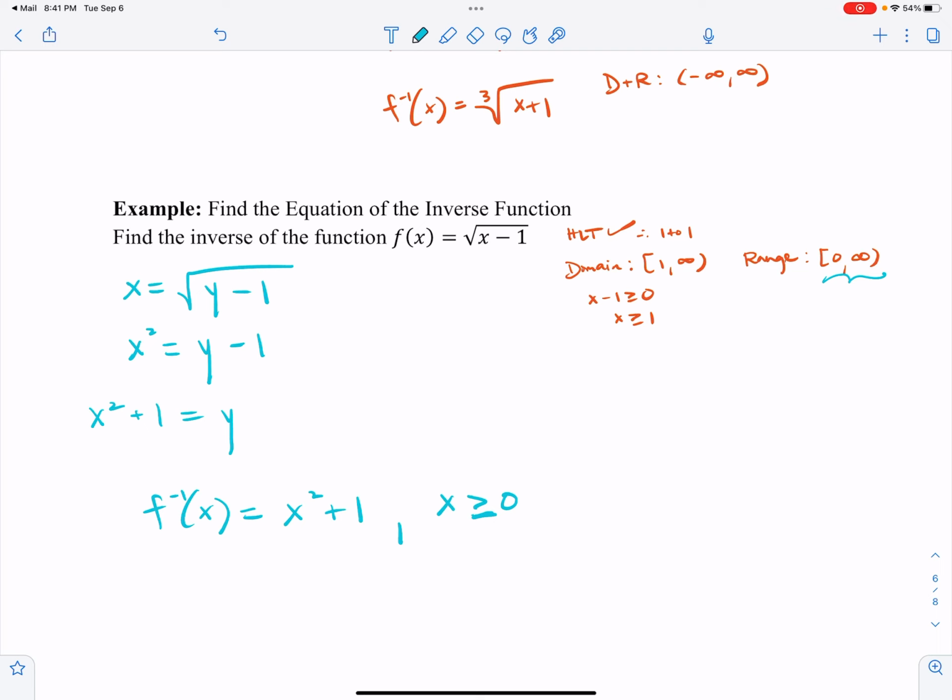And the domain and range switch. So domain, just restating it again in interval notation. Range would be from 1 to infinity. Which makes sense, right? For x squared plus 1, x squared shifted up 1.